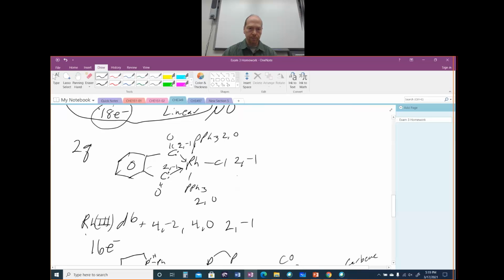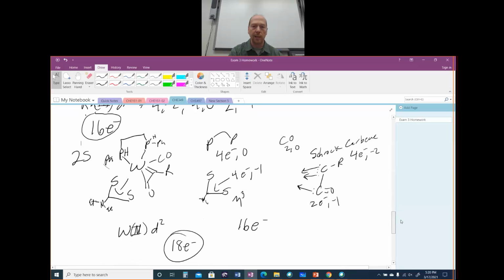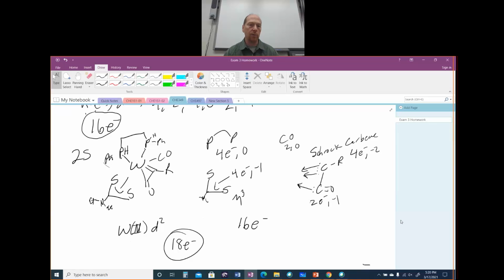Phosphines are 2, 0, and your halide is 2 minus 1. All right, and so you've got your minus 1, your minus 1, your minus 1. So you have rhodium 3, which is D6, and then you got your 4, and your 2. So this one has a total of 16 electrons, and so you would predict that to be stable. 16 and 18 are the 2 most common stable numbers of electrons.